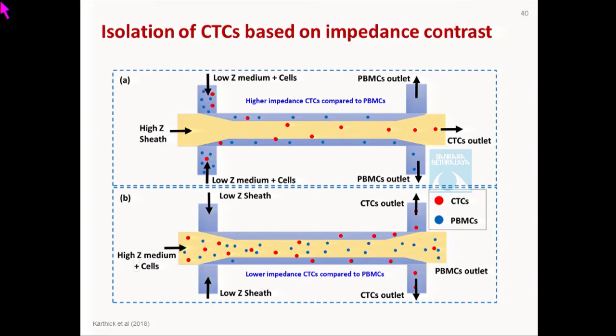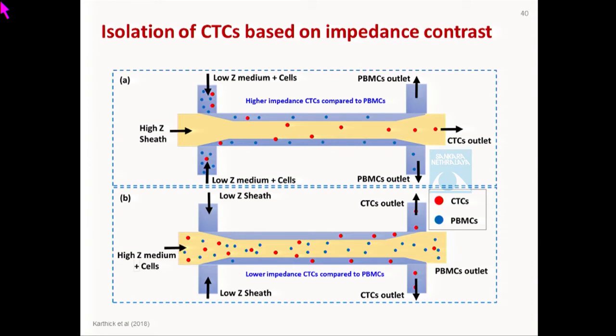Whereas these cancer cells, since they have, in this case, higher impedance as compared to the white blood cells, these positive contrast factor cancer cells will move to the node, and then you can collect at the center, whereas the PBMCs can be collected at the sides.